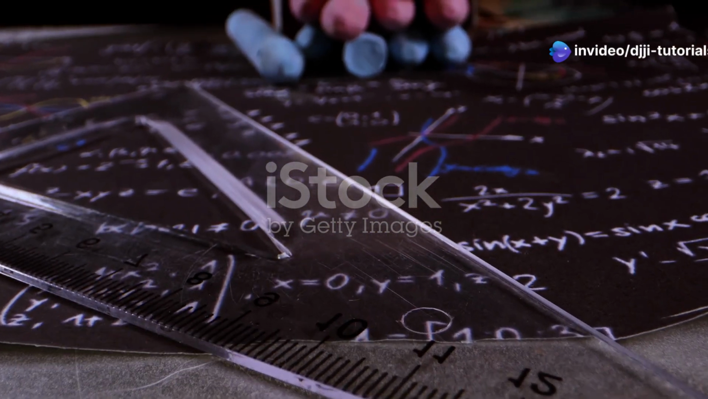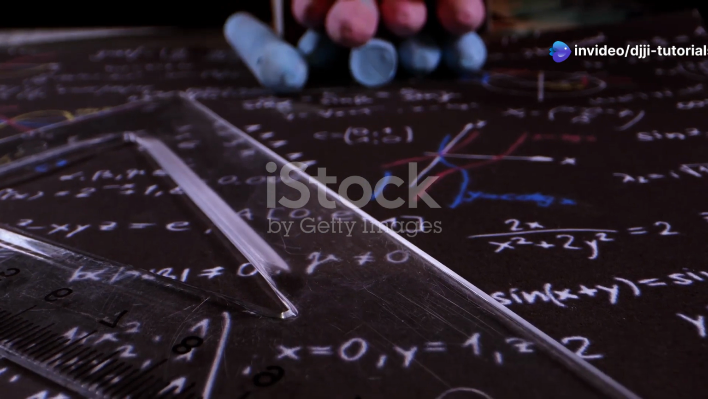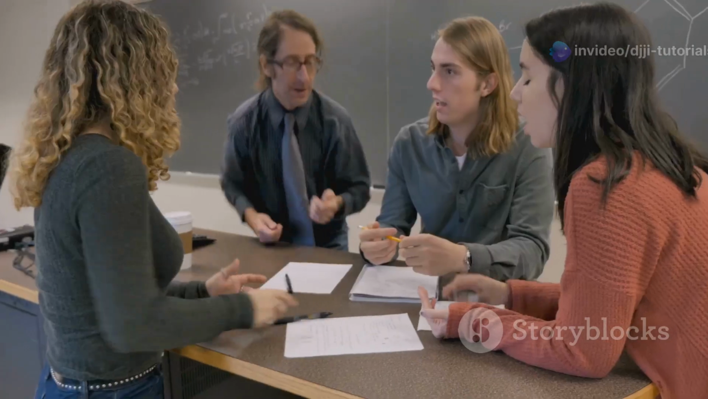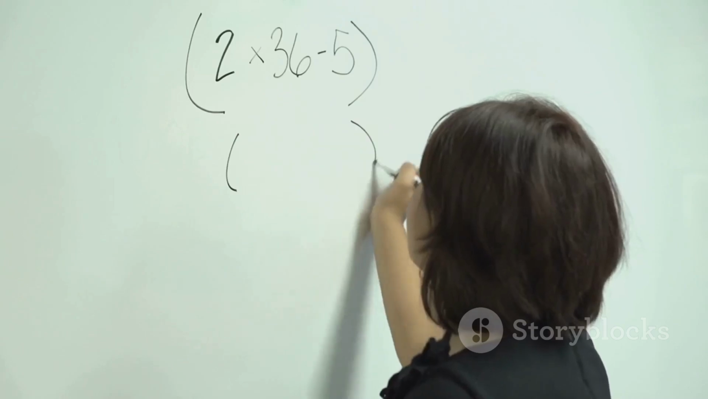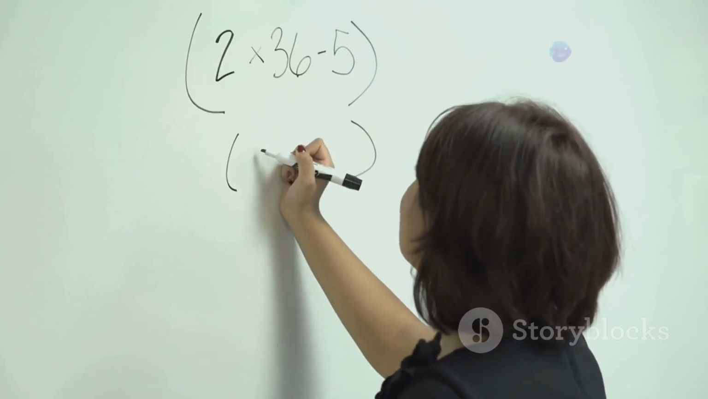In the world of mathematics, a ratio is like a bridge connecting two quantities. It helps us understand the relationship between them. Simply put, a ratio is a comparison of two numbers by division.